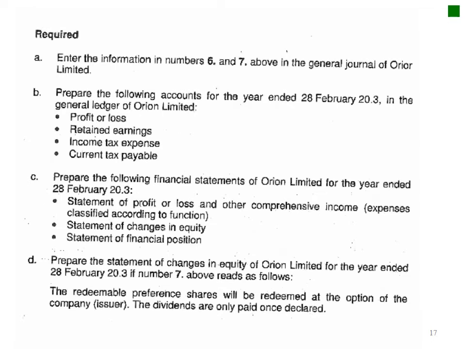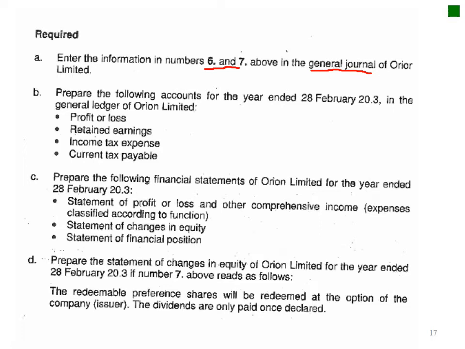Now let's look at the required part of the question. They've asked us first to enter information in numbers 6 and 7. This refers to additional information that we're still going to be looking at, and we're going to put that information into the general journal. That means we're going to do journal entries.